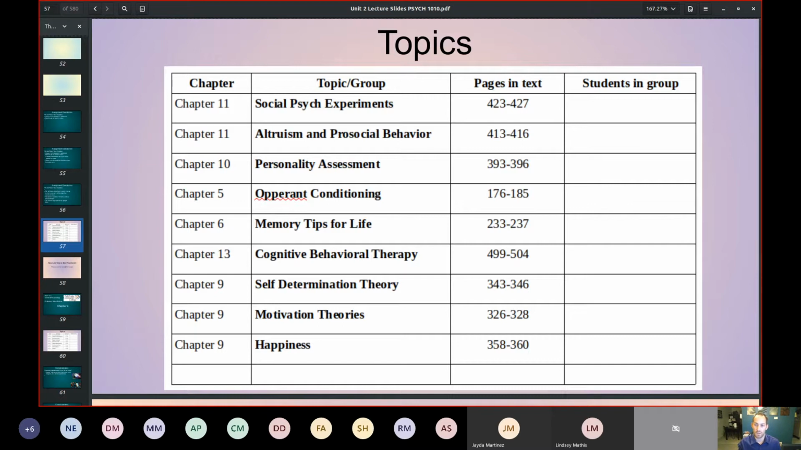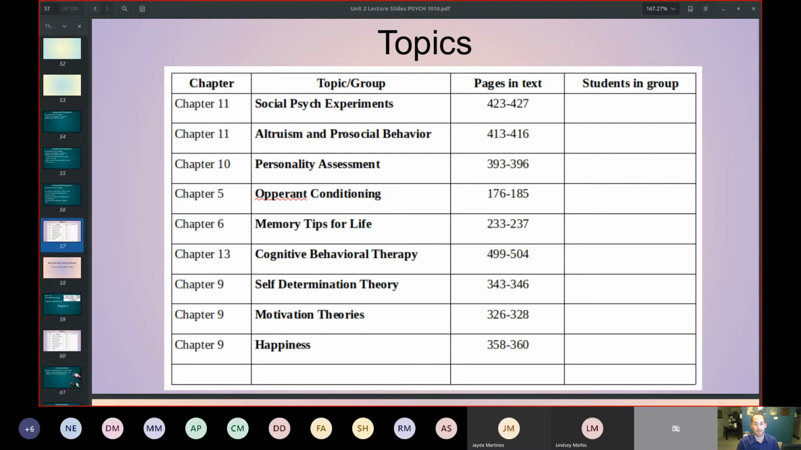So social psych experiments, it looks like we've got Christopher, Destiny, Don Mira. All right, Don Grover says, hopefully everybody's got the chat box open so you can see this. Don says operant conditioning, self-determination, and motivation. So any of those groups, that's fine. So for social psych experiment, it looks like we've got Christopher, Destiny, and Don Mira. So get together so that you can work in that group.